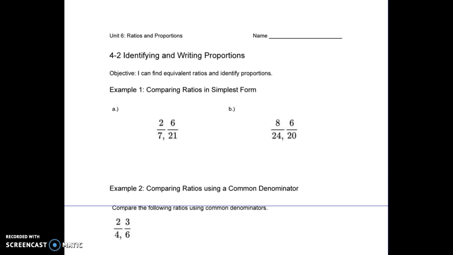So 2 over 7 is already simplified. 6 over 21 can be simplified both by 3. So 6 divided by 3 is 2. 21 divided by 3 is 7. So we have 2, 7, and 2, 7. Those are the same, so they are equivalent.